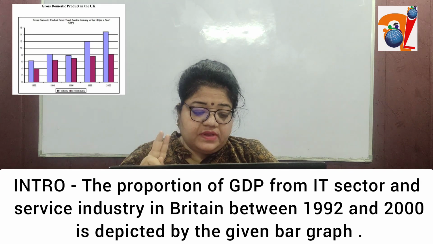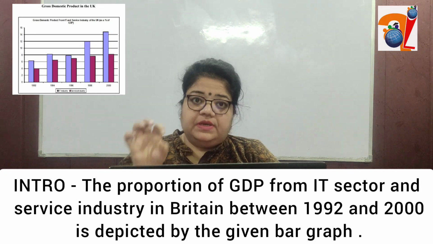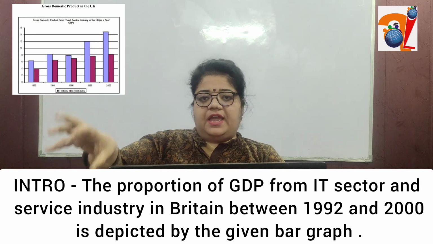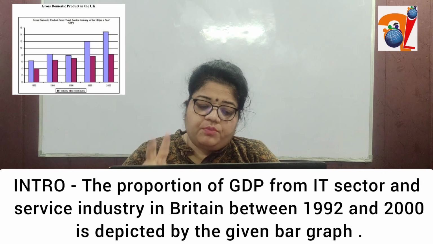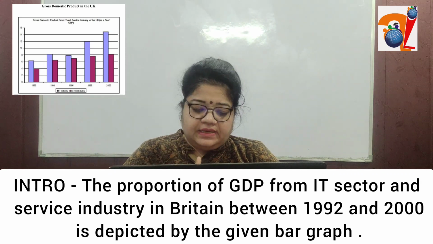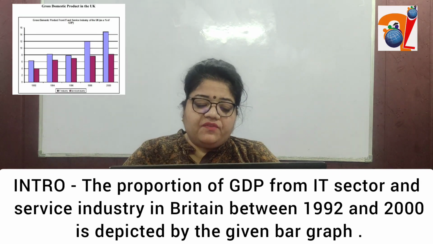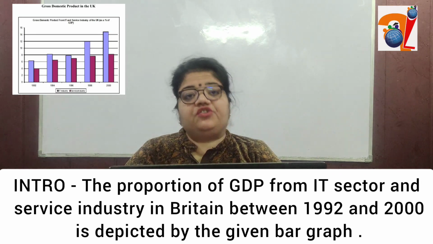Two proportions. The proportions of GDP, shares of GDP. Proportion of GDP, like GDP is our amount, from two sectors in Britain. UK can be written as Britain. So we are given a time period, which is 1992.